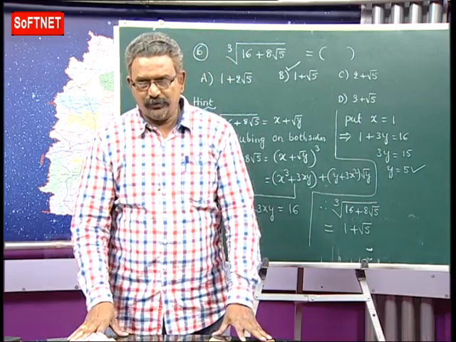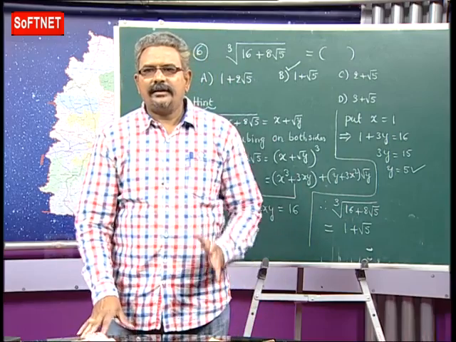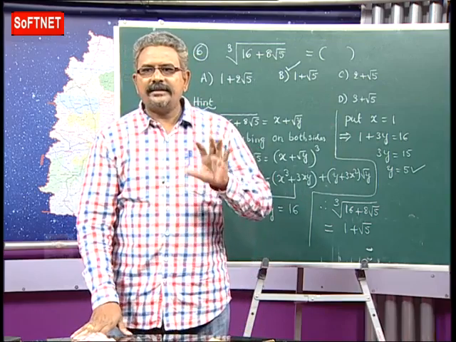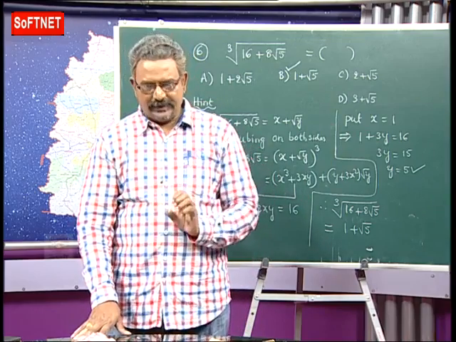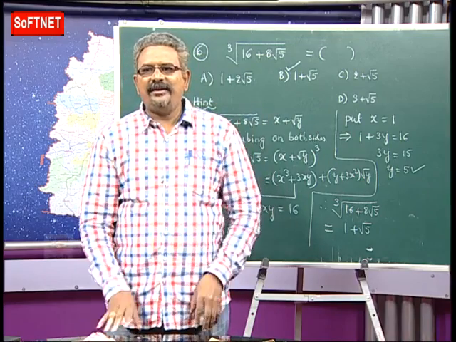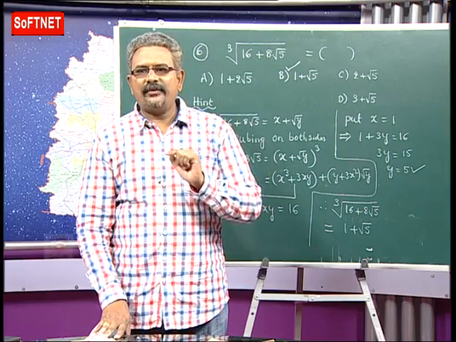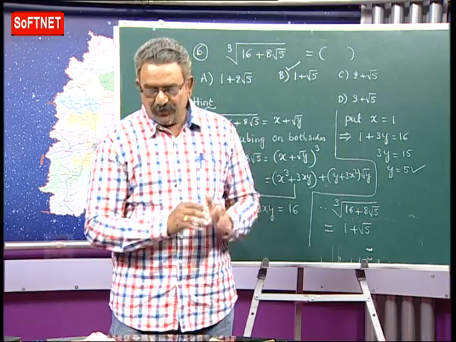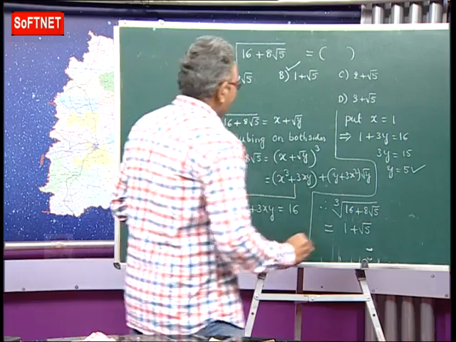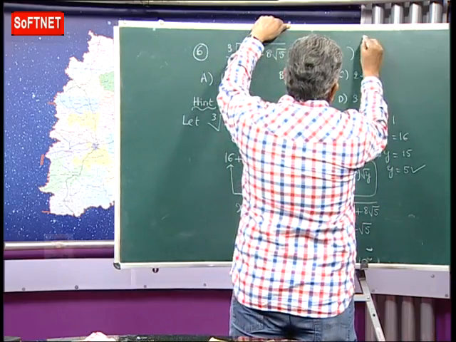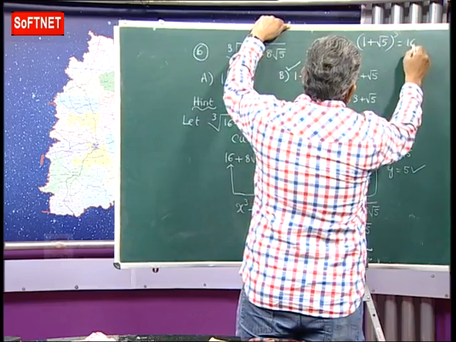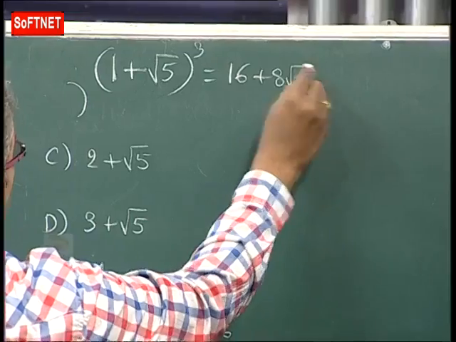Regarding the cube roots in this problem, while finding the mean proportionals or some other problems, this 16 plus 8 root 5 can be remembered as 1 plus root 5 whole cube. Its converse is cube root of 16 plus 8 root 5 is equal to 1 plus root 5. So that is also better to keep in our mind. So now hereafter we can remember like this: 1 plus root 5 whole cube is equal to 16 plus 8 root 5.